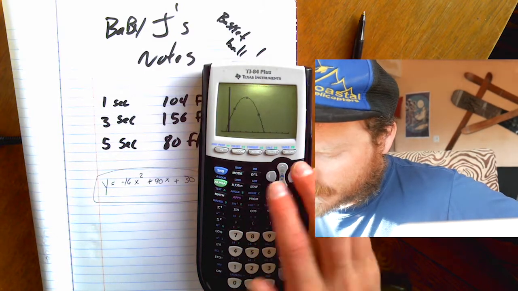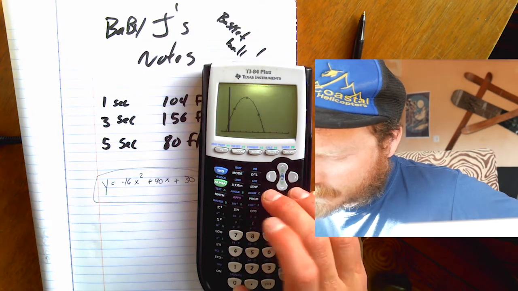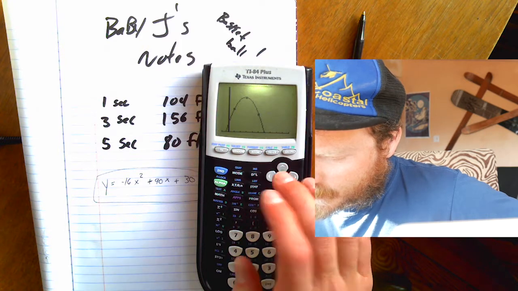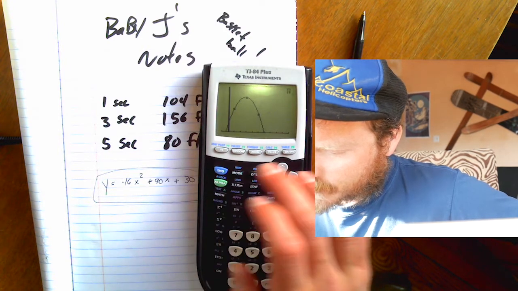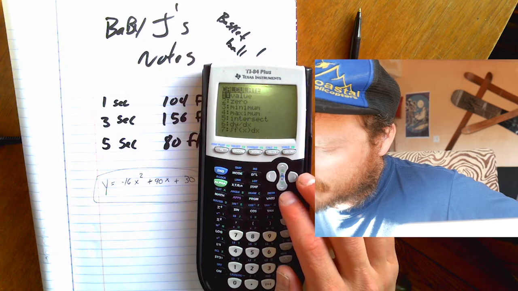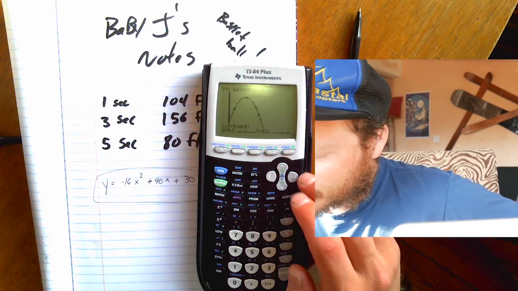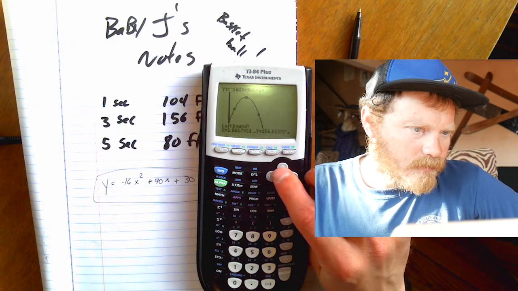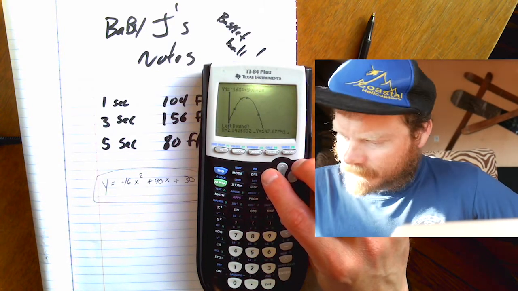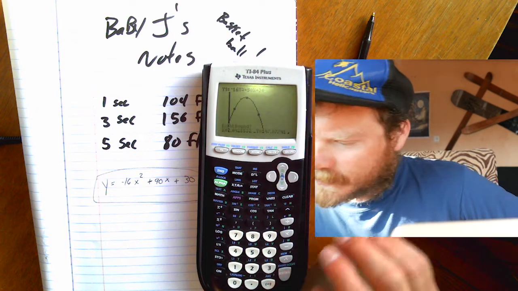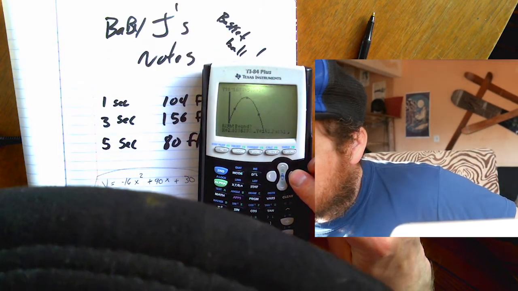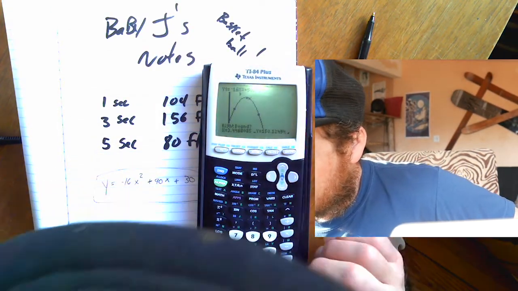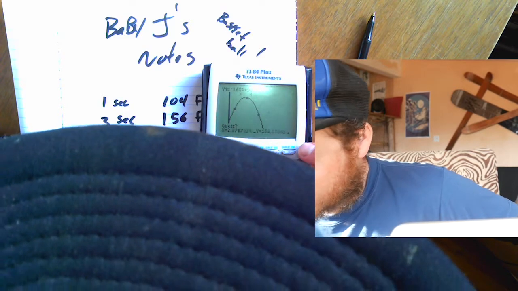So we would go to Calc, that was second trace, and we would say maximum. And then it's this whole thing again. So left bound, we scroll over to the left side, say that's good. And then to the right of where we think it is, we'll say it's in there, and then we guess it's somewhere around here.